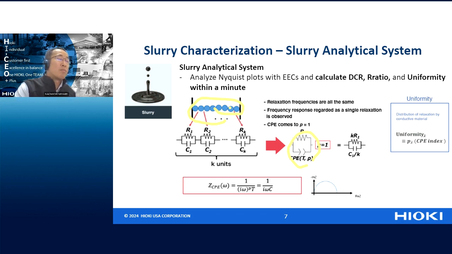the impedance of the unified EEC is calculated with this equation, and if a frequency response regarded as a single relaxation is observed, the shape of a Nyquist plot becomes a perfect semicircle. But if not, the plot would be distorted, and the CPE, meaning uniformity, comes to less than 1.